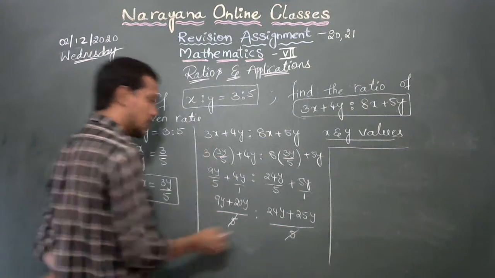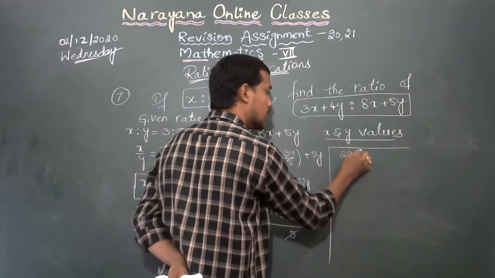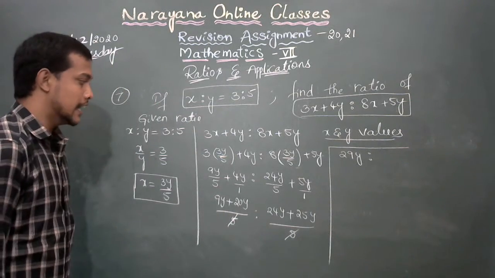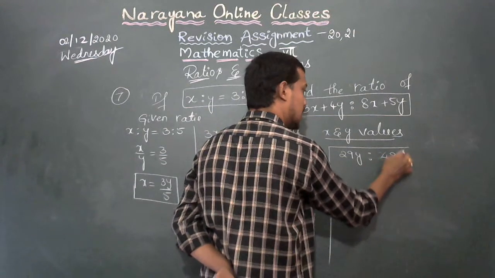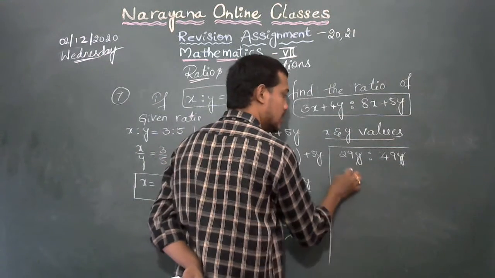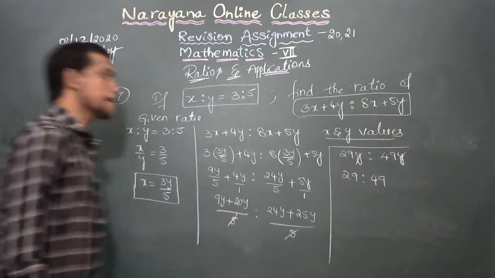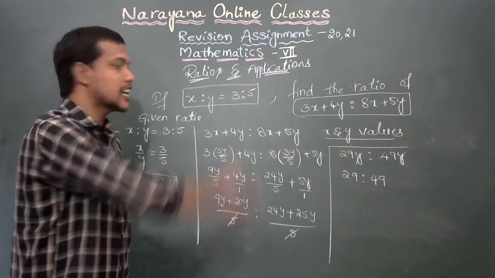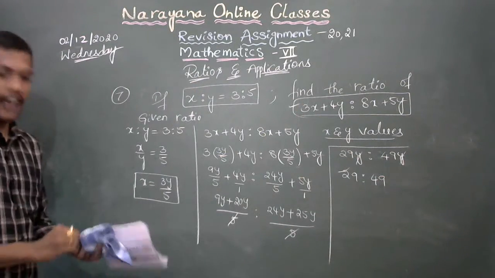Now 9y plus 20y, which is equal to how much? 29y. And 24y plus 25y is equal to 49y. If I cancel y and y, then automatically the ratio is 29 is to 49. So, find the ratio of 3x plus 4y to 8x plus 5y. We can find the ratio 29 is to 49.